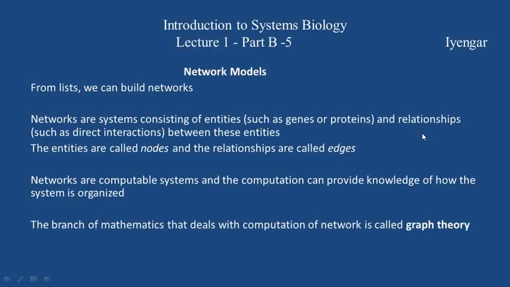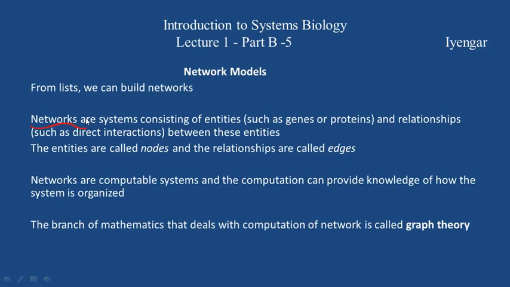From these lists, what can we do? We can build networks. What does the term network mean? Networks are really representations of systems such as genes or proteins and relationships such as interactions between the genes. These may be direct interactions between proteins. So protein-protein interactions are indeed called protein-protein interaction networks, or genes that regulate one another are called gene regulatory networks.